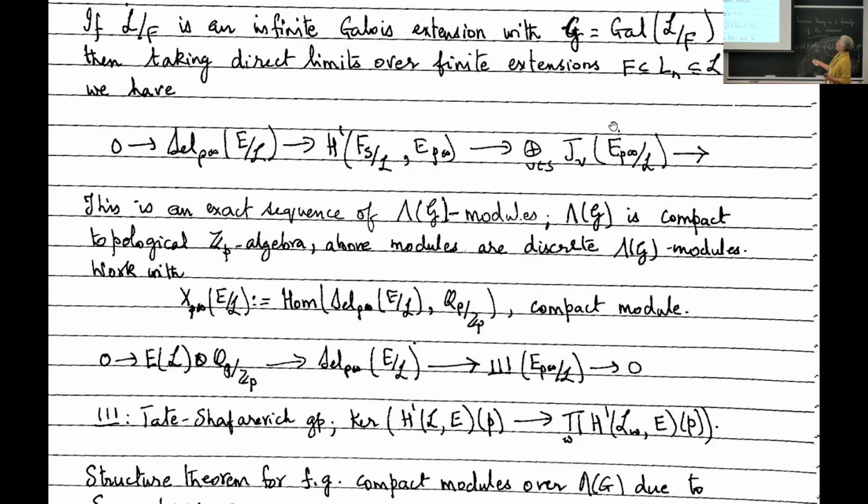You take the direct limit here. And then this is the kernel of this natural map. These are the restriction maps. Here you have this global Galois group. Here you have the local Galois groups, the decomposition groups. So there's a natural map from here to here given by the restriction. And this is the kernel.